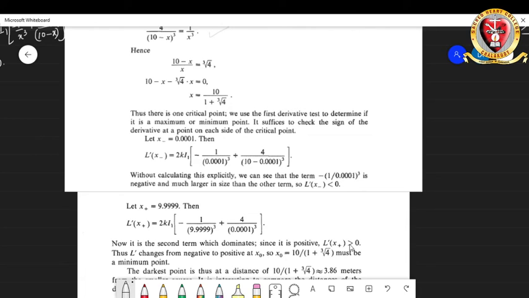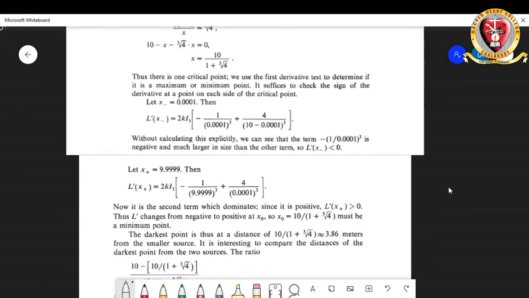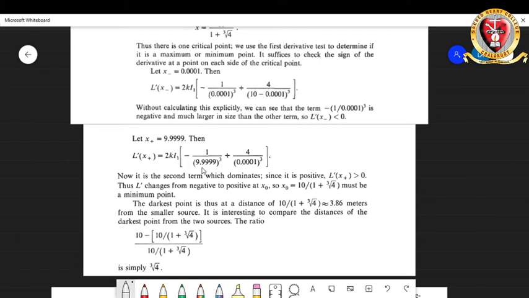From what we have earlier learned, that will mean the presence of a local minimum point, and here you are calling it a minimum point. So definitely that will be the darkest point, because it is having the minimum illumination. And using your calculator, you can get the decimal value of x, which is equal to 10 by (1 plus cubic root of 4), which is approximately equal to 3.86 meters.